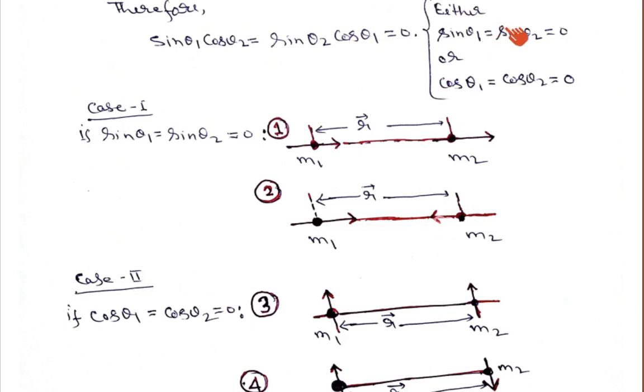That theta 1, sin theta 1 and sin theta 2 becomes equal to 0. That means dipole M1 and dipole M2 are aligned parallel to each other. Theta 1 becomes equal to theta 2, that means the angle becomes 0. If the angle becomes 0, these two dipoles get aligned parallel to each other. So this is the first possibility, when sin theta 1 and sin theta 2 become equal to 0.